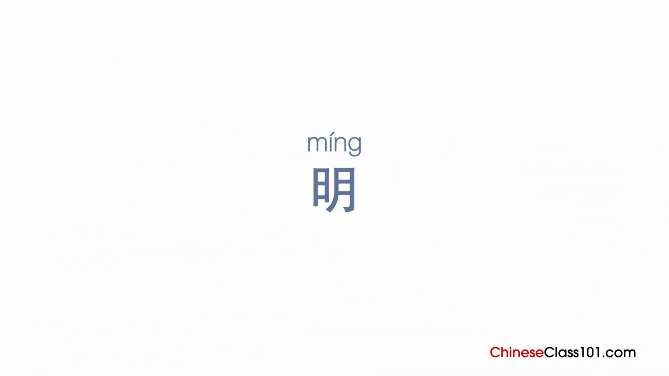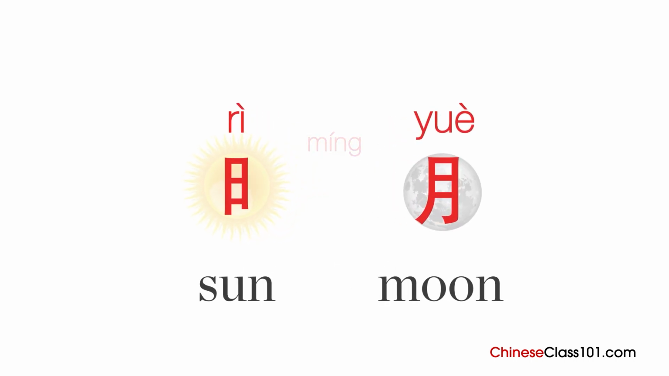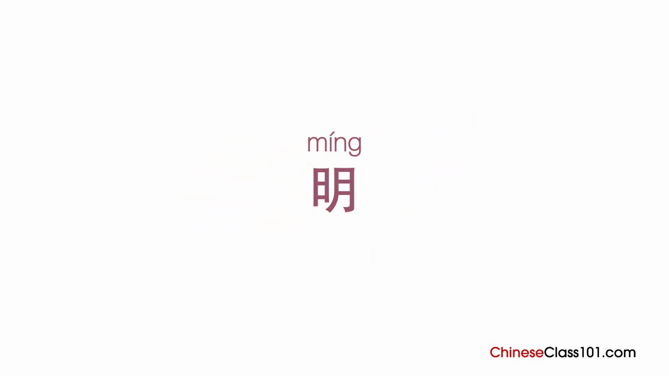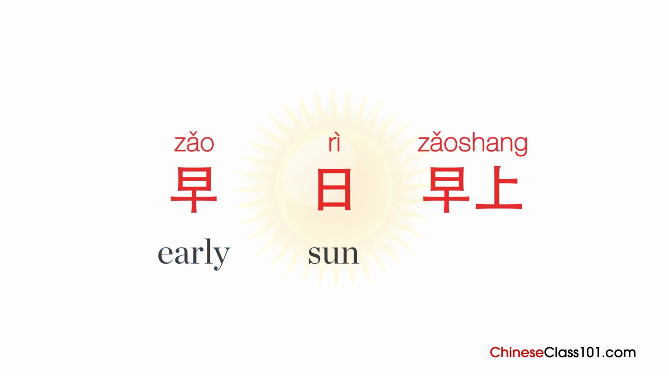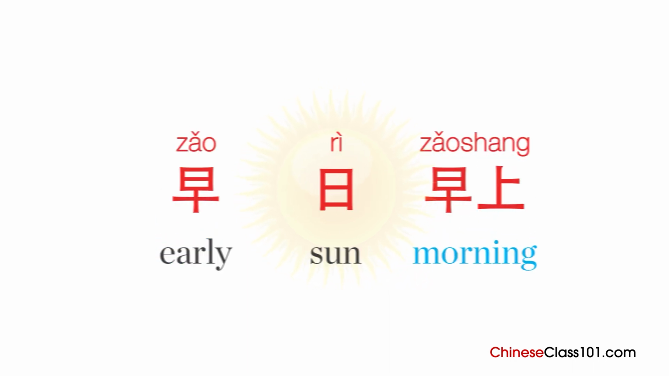For example, the character 明 is made of two radicals, 日 and 月, meaning sun and moon. When you put the radical sun and moon together, we get the character 明, the most common meaning of which is bright. A lot of times when you see the radical 日 in a character, it often has something to do with the sun, like this character 早, meaning early, and the word 早上, meaning morning.